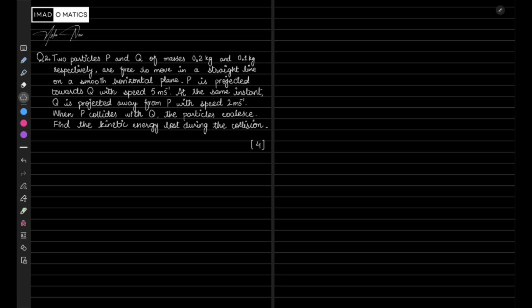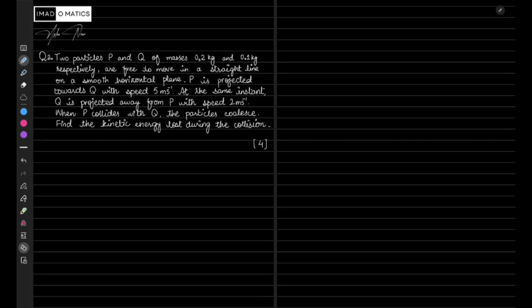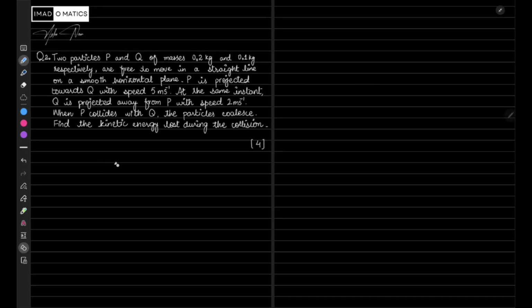So now question number 2 of paper 42 May June 2025. Two particles P and Q of masses 0.2 kg and 0.1 kg respectively are free to move in a straight line on a smooth horizontal plane. And it seems to be a question of the collision of particles. So let's begin with making a diagram for it.